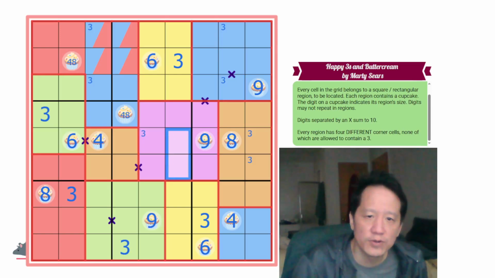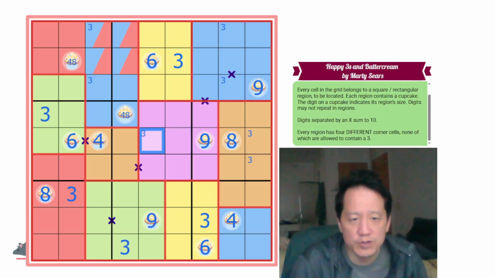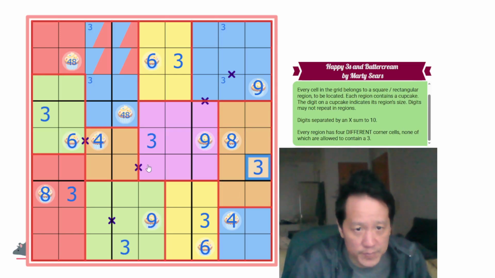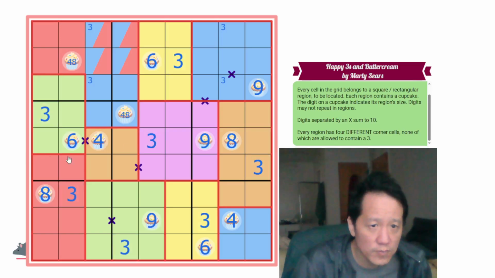These can't be 3 because of this 3, so this must be a 3. Which means that can't be a 3, so this must be a 3. Obviously, if this is a blue, this would not be 3, so this would have to be a 3.